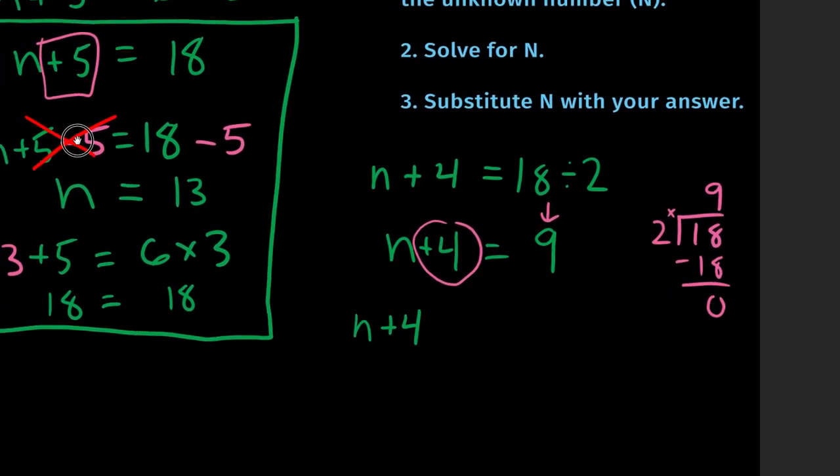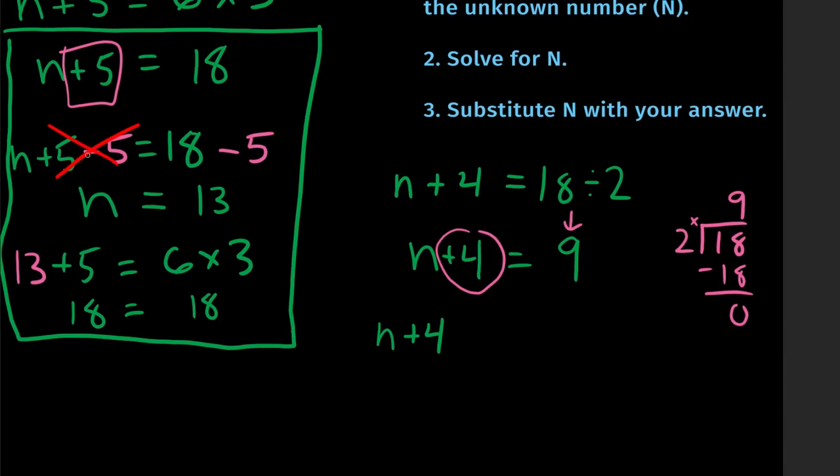What did I do here? What was the opposite of adding 5? I subtracted 5, right? So now I have to subtract 4 from n plus 4 equals 9. And remember, whatever I do to one side, I have to do to the other. So since I subtracted 4 here, I would have to do what here? Subtract 4 also.